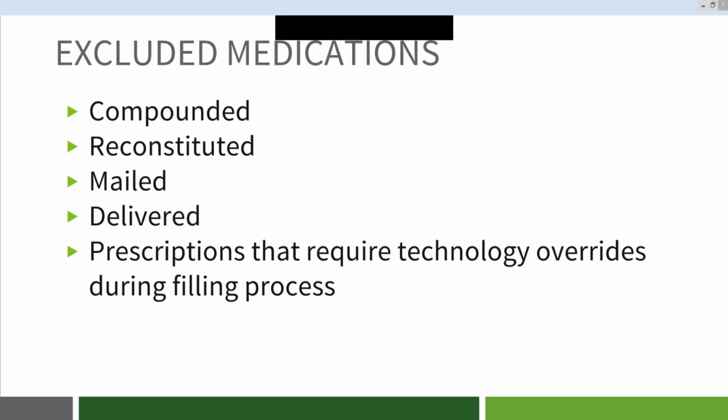The Pharmacy Examining Board excluded 4 types of medications from the TCT process. Compounded, reconstituted, mailed, and delivered prescriptions are all excluded from TCT and should go through the traditional workflow where a pharmacist completes the final check. Prescriptions that also required technology overrides during the filling process are also excluded. For example, when using barcode scanning, if an NDC does not match and must be overridden in the computer, the prescription should return to the traditional workflow for a pharmacist to complete the final check.